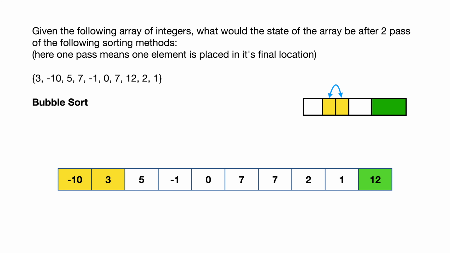Negative 10 and 3 are already in the right order. 3 and 5 are in the right order. 5 and negative 1 need to swap. 5 and 0 need to swap. 5 and 7 are in the right order. 7 and 7 are in the right order. 2 and 7 need to swap, and 7 and 1 need to swap. And notice now 7 is in the right place.